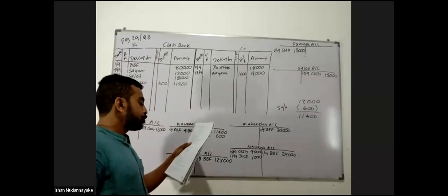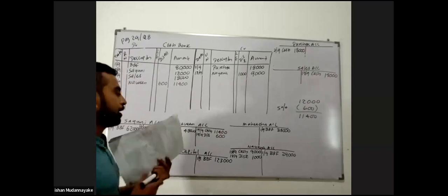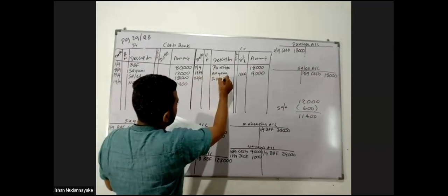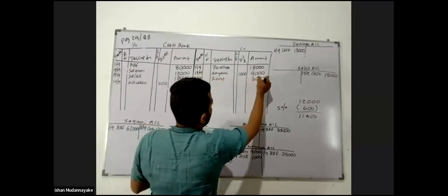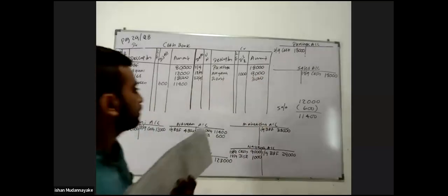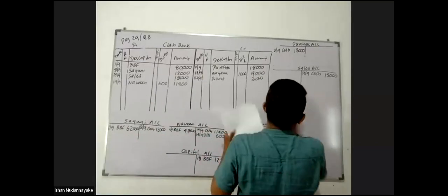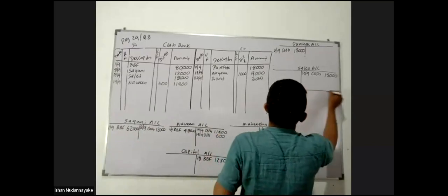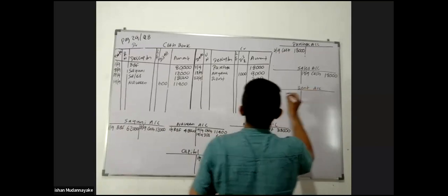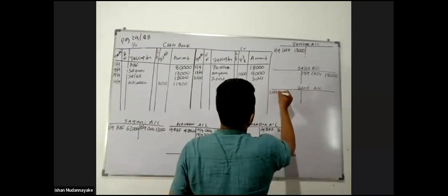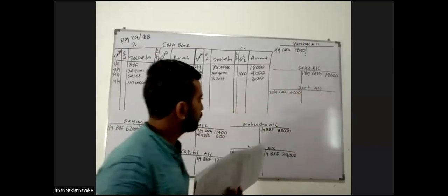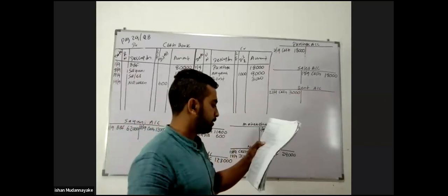22nd September, shop rent paid 10,000. Business paid shop rent. Cash outflow. Cash book credit. 22nd September, rent expense paid by the business 3,000. Cash book credit. Rent expense account debit 3,000. 22nd September, cash 3,000. Okay, cash book credit, rent account debit.